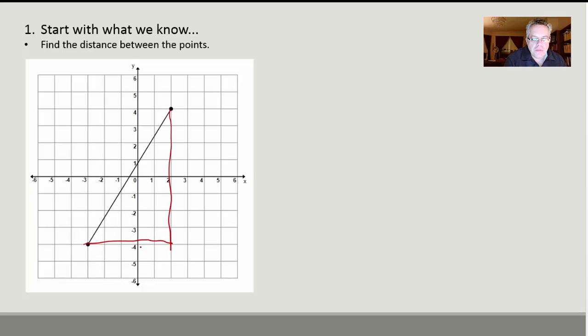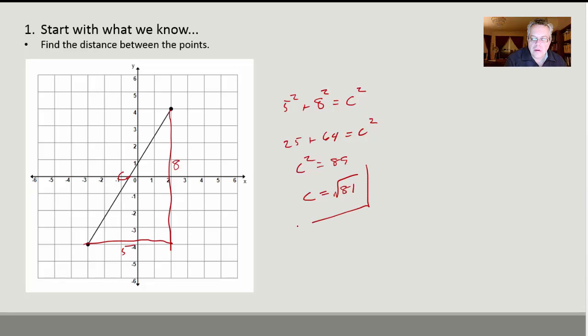This side is 1, 2, 3, 4, 5. This side is 1, 2, 3, 4, 5, 6, 7, 8. And this is c, the hypotenuse. So the distance between them is the length of the hypotenuse. So 5 squared plus 8 squared equals c squared. That's 25 plus 64 is c squared, which looks very familiar. And we get c squared is 89, so c is the square root of 89. Okay, that's old news, but it's just using the Pythagorean theorem to find the length of the hypotenuse.